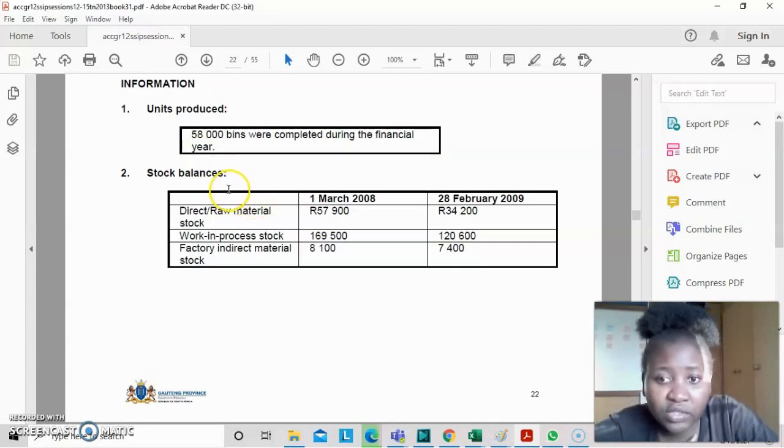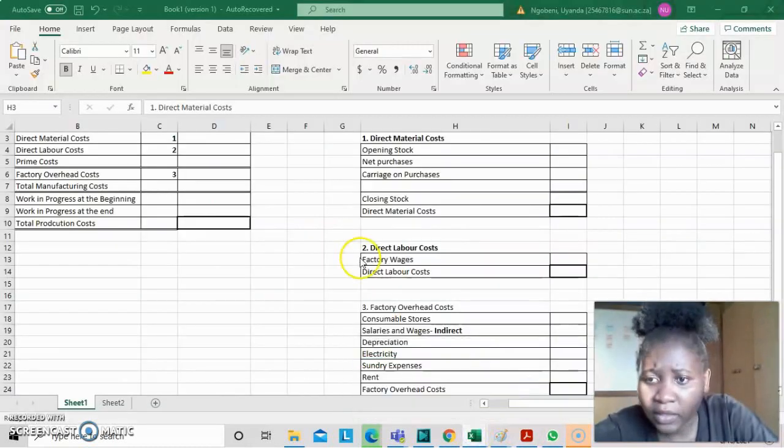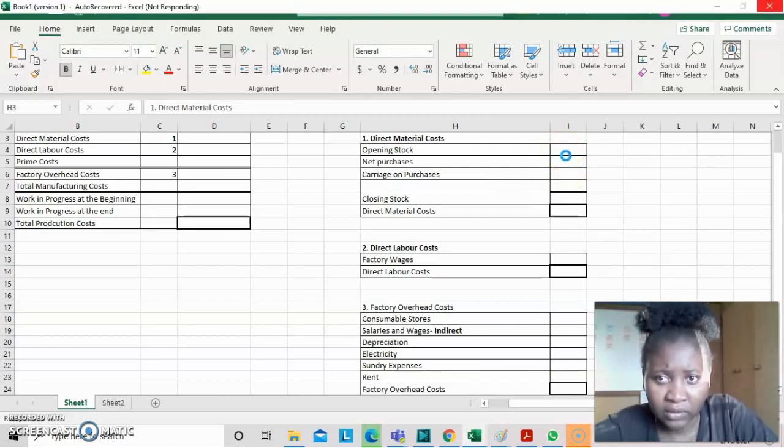Okay, here they're saying stock balances. So they've given us stock balances, which was 1st of March 2008. This was when we opened, when we started. You get it? So we have our raw material at the beginning. So we'll take 58,900 as our opening.